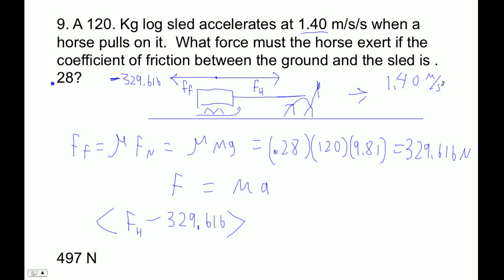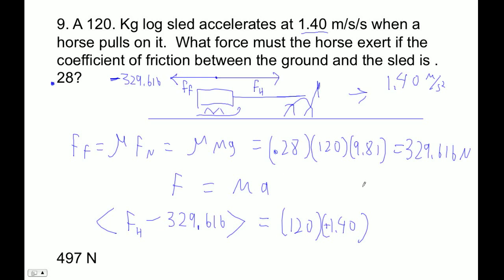And then let's assume that the acceleration is actually in this direction, that the sled's going faster and faster. If it's decelerating, of course, it would be the other way. So that equals 120 times 1.40, and that's positive. It's accelerating in the same direction. So basically we're just going to add on this, plus 120 times 1.4.